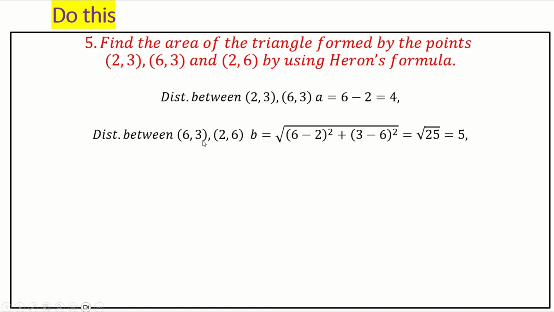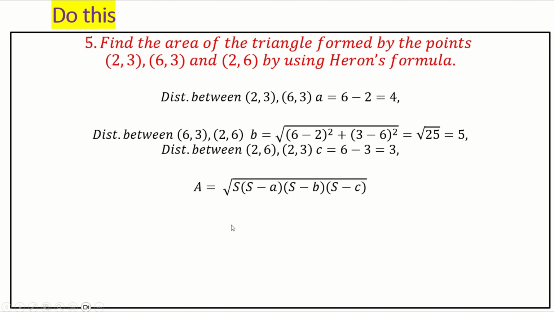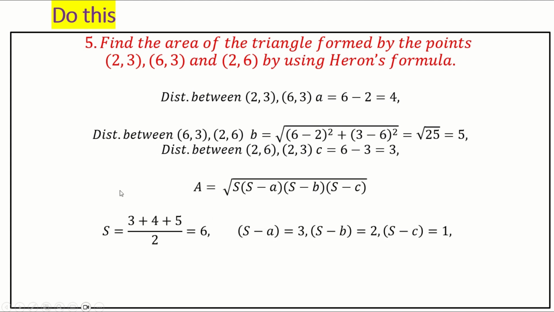Similarly, for the distance between 6 comma 3 and 2 comma 6, I have to use the square root formula. So I got 5. For the distance between 2 comma 6 and 2 comma 3, the x coordinates are the same, so it is the difference in y coordinates, that is 3. Now I have the three sides. I just apply the formula here, s equal to 6, and this is the value, right? The area of the triangle using Heron's formula is 6 square units.